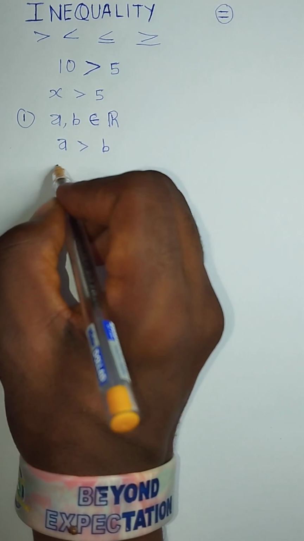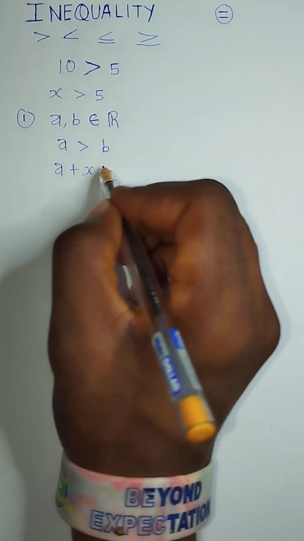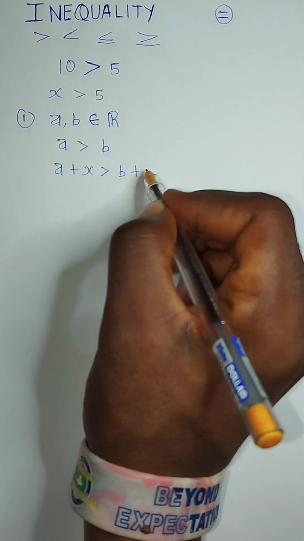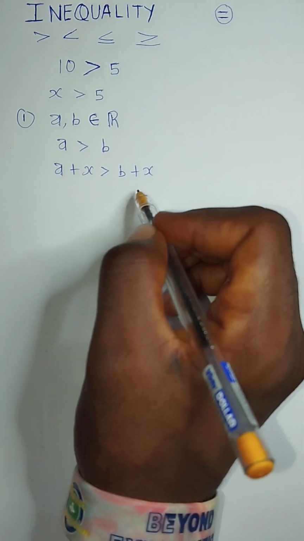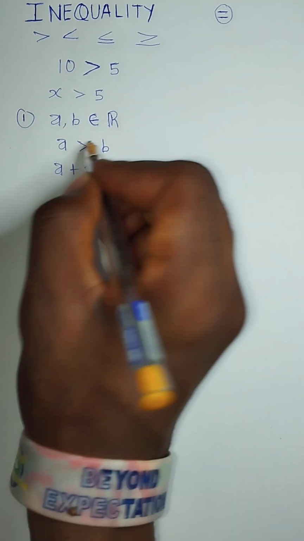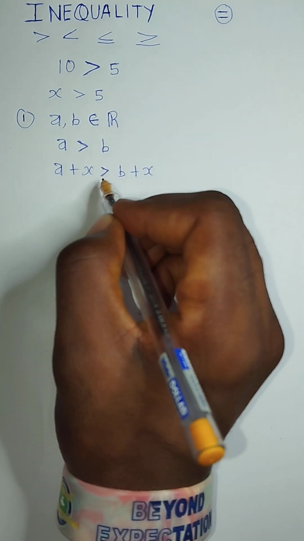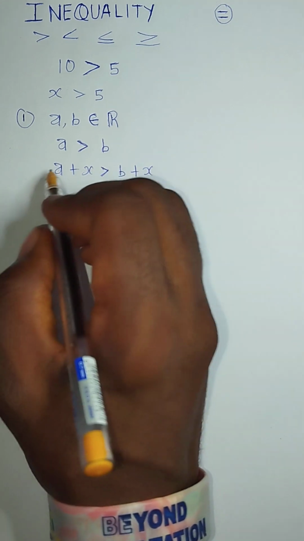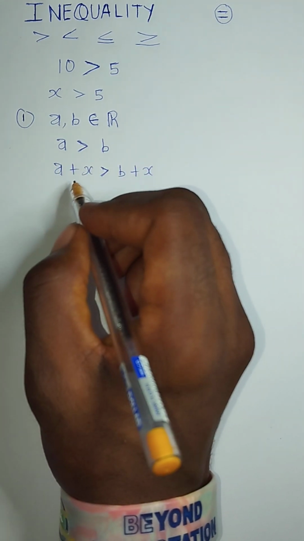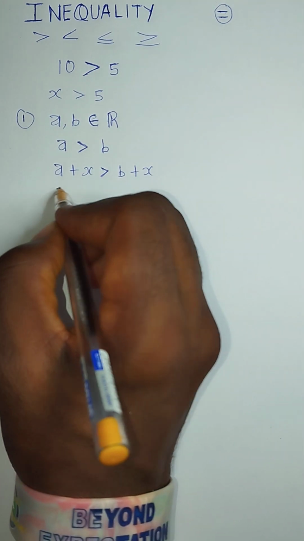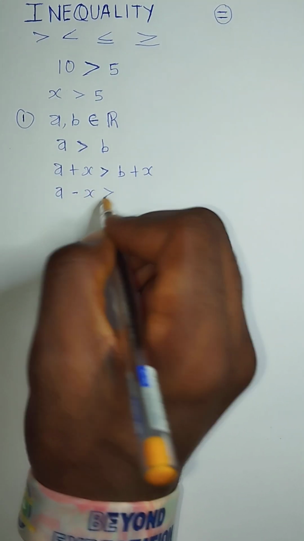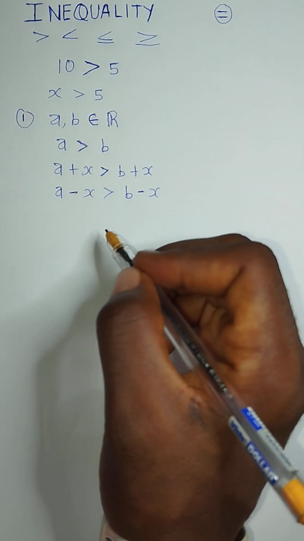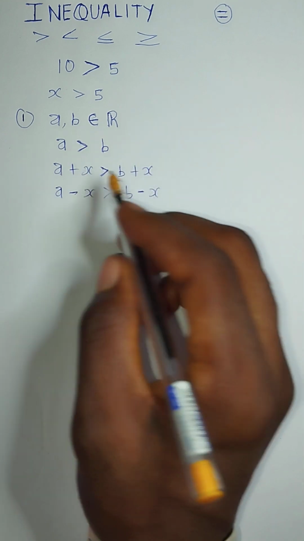Please don't be scared here. If you have a greater than b, let's assume you add x to the left hand side, you also add the same thing. It must be the same thing you'll be adding. You add x to the right hand side also. Please take note, your greater than will still be the same greater than. It won't change. Actually, there are some cases whereby your inequality sign will change, but in this case whereby you are adding the same number to both sides, it will never change. In fact, if you subtract also, the greater than will still be the same greater than. You don't have to get confused here. So this is the addition and subtraction rule.